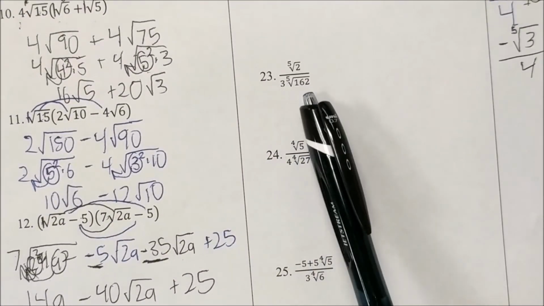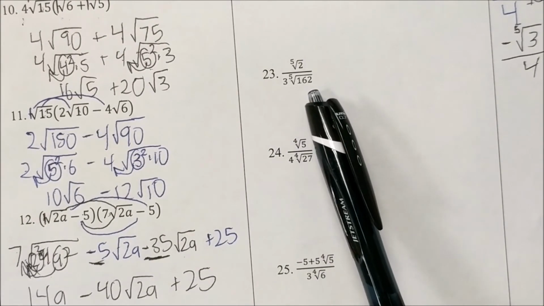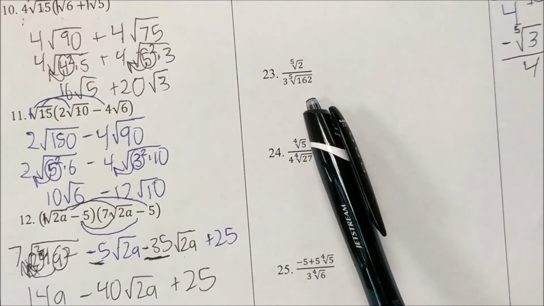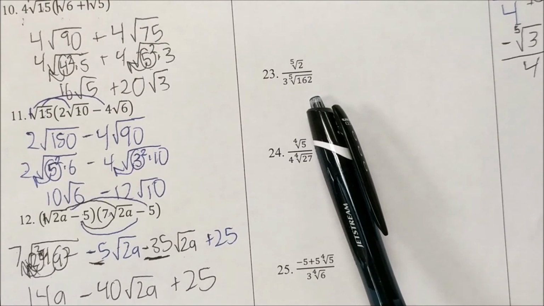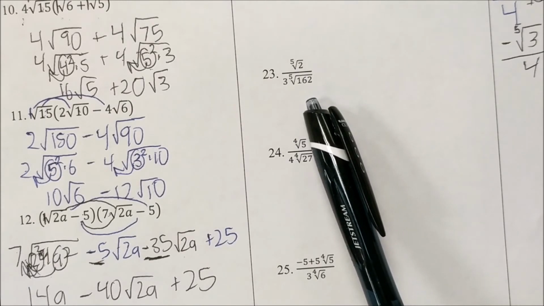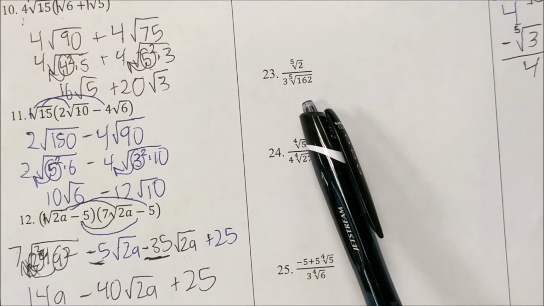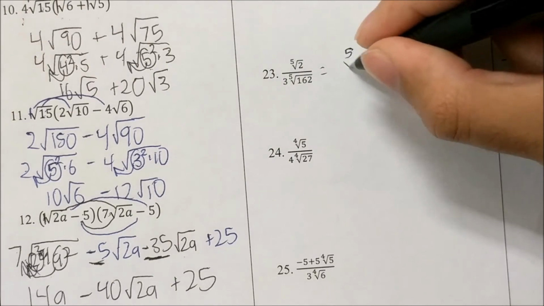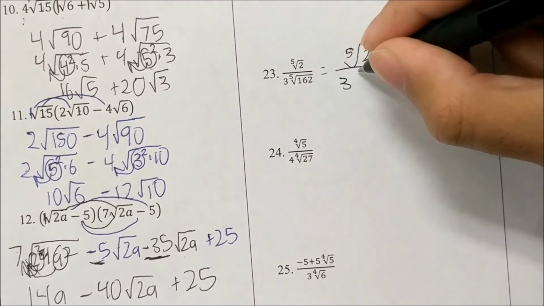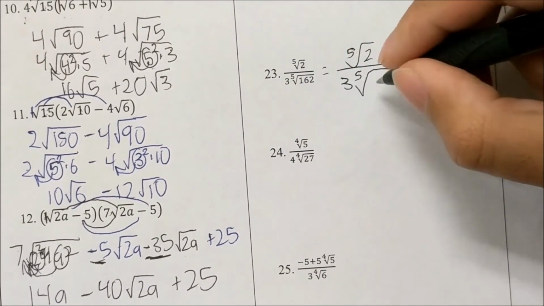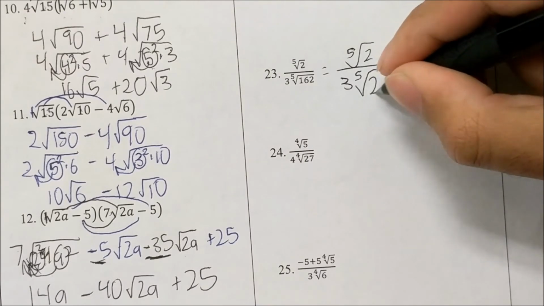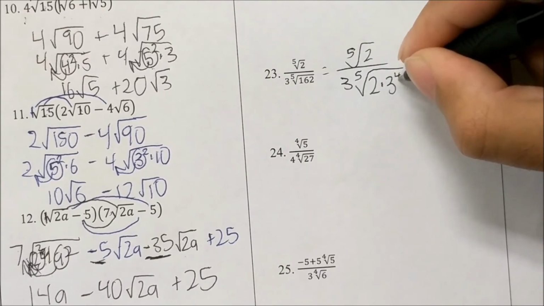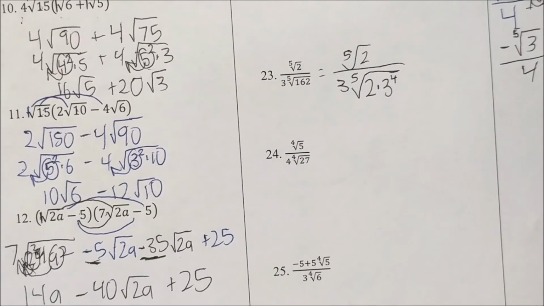Okay, so 23. Well, 162 I'm going to want to find the prime factorization of. So 162 is equal to 81 times 2. And 81 is 3 to the 4th power. So 2 times 81, which is 2 times 3 to the 4th power.